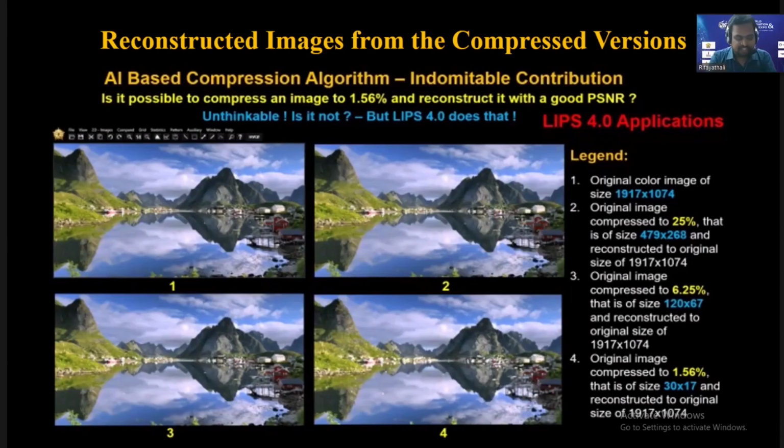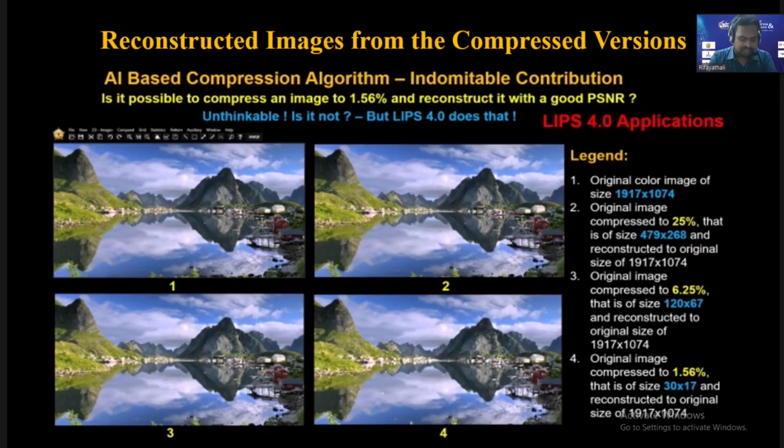Artificial intelligence based compression algorithm, an incommutable contribution. It is possible to compress an image to 1.56% and reconstruct it with a good DSLR. Unthinkable. It is not, but the Logical Image Processing System LIPS 4.0 does that.